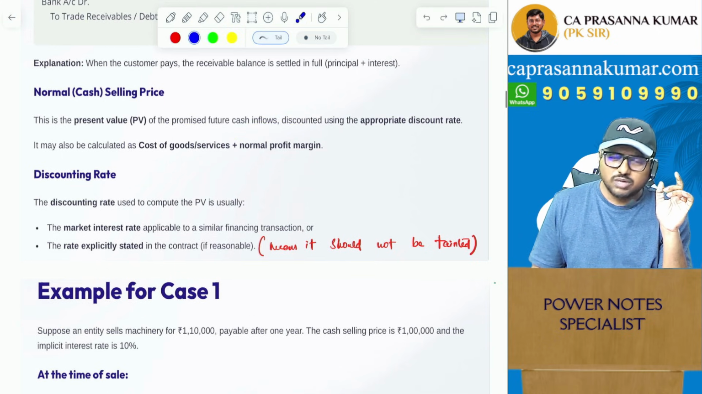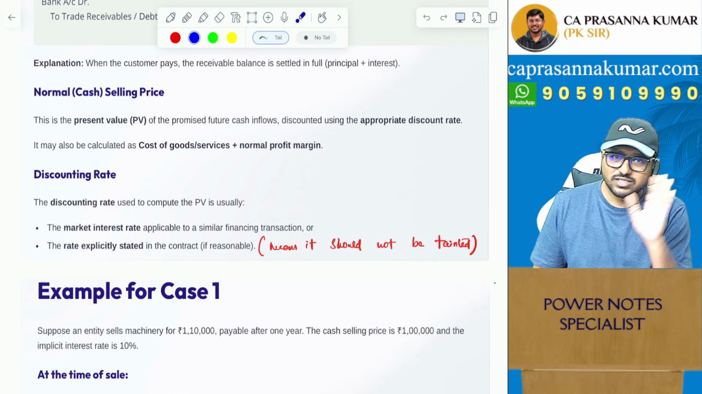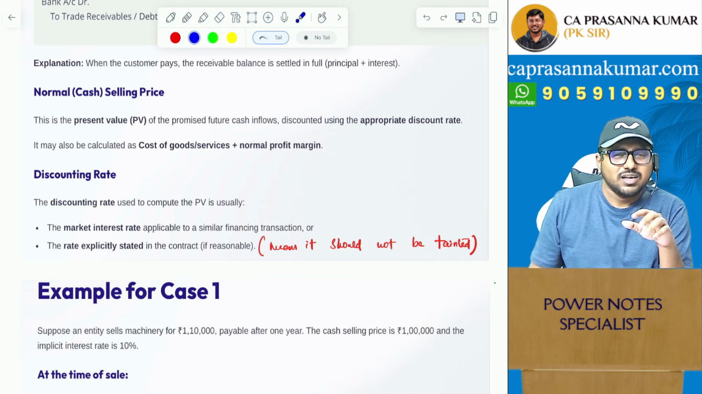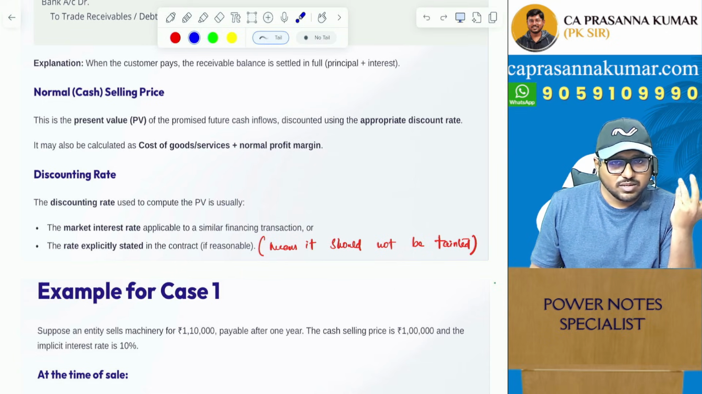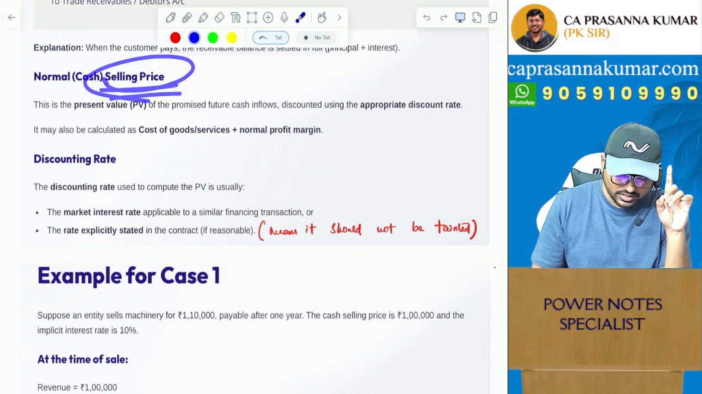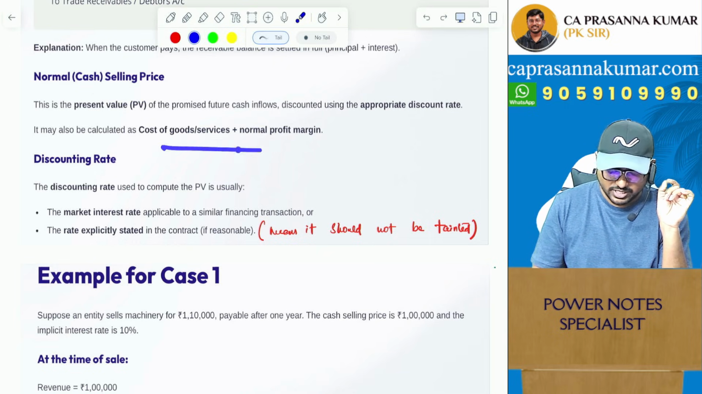So, normally cash selling price will be given in the question. In case it is not given, if it is given as installments, which the customer is paying in future over a period of 4 years or 5 years, just discount that. Find out the present value at an appropriate discount rate. And that present value is nothing but your cash selling price. As simple as that. But ensure that when you are talking about selling price, it should be including cost plus profit margin. Because in some questions, this point also will be tested. That's why I'm telling this.